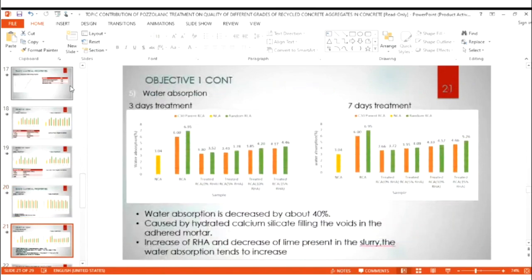For water absorption, we noticed that after treatment, the water absorption decreased by 40%, which was caused by the hydrated calcium silicate filling the voids in the RCA. We also noted that an increase in RCA and a decrease in lime present in the slurry made the water absorption increase.